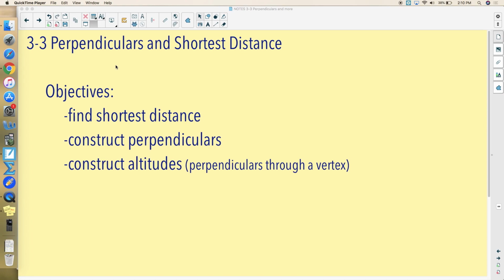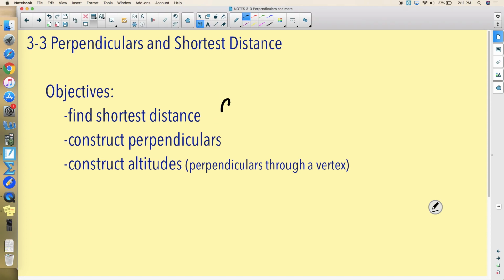This is the actual lesson part of 3-3. And in 3-3, you'll be building on your skills of making perpendiculars and putting them together with the concepts that go with the conjectures so that you can build more things with the skill you have. So the objectives are to be able to find shortest distance, and that's going to be shortest distance from a point to a line. That should have been in parentheses, from a point or a location to a line.